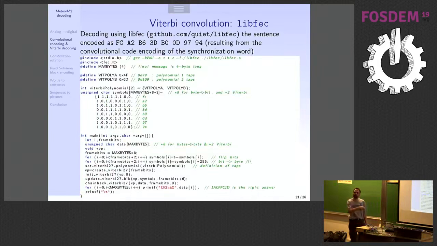So I struggled for like a couple of weeks. Why is libfec not decoding? Just because I was giving it 0 and 1. Let's give it 0 and 255. And again, the encoded word here will be decoded as 1ACFFC1D. So we know that the encoded word of Viterbi, you can use libfec to encode or to decode. So this is the encoded word, and this is the decoded word. This is how you do it with libfec.